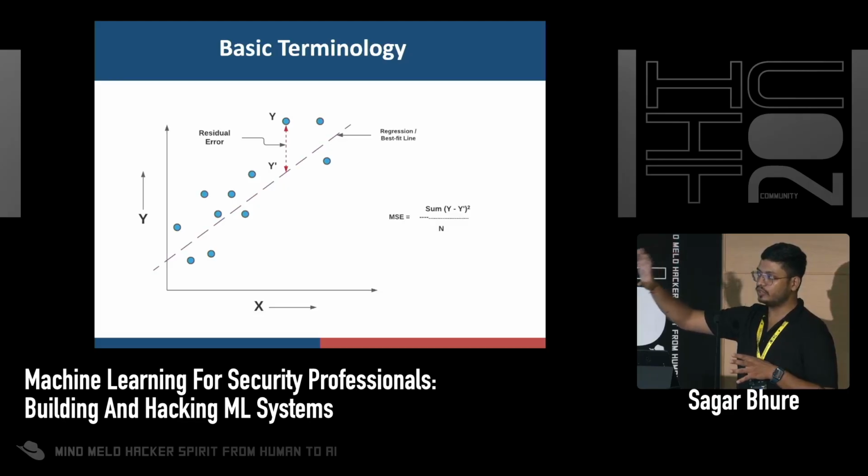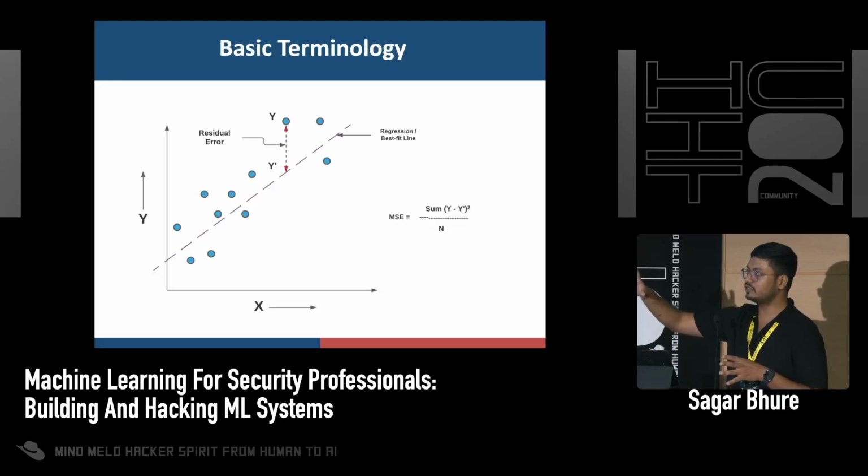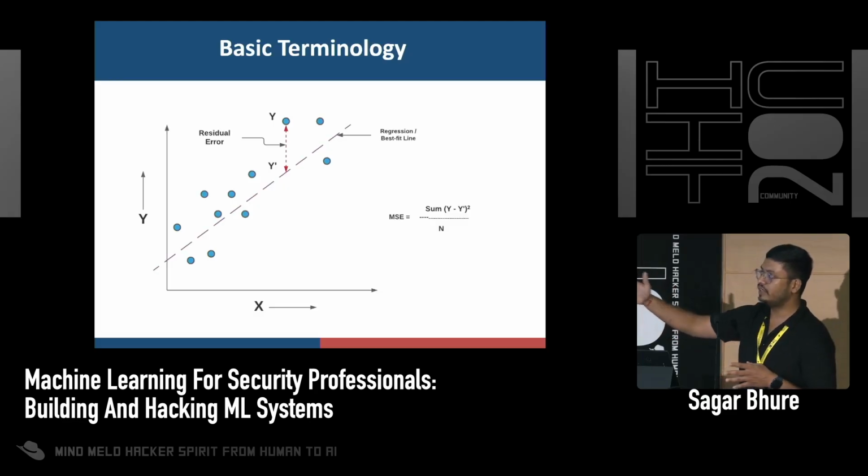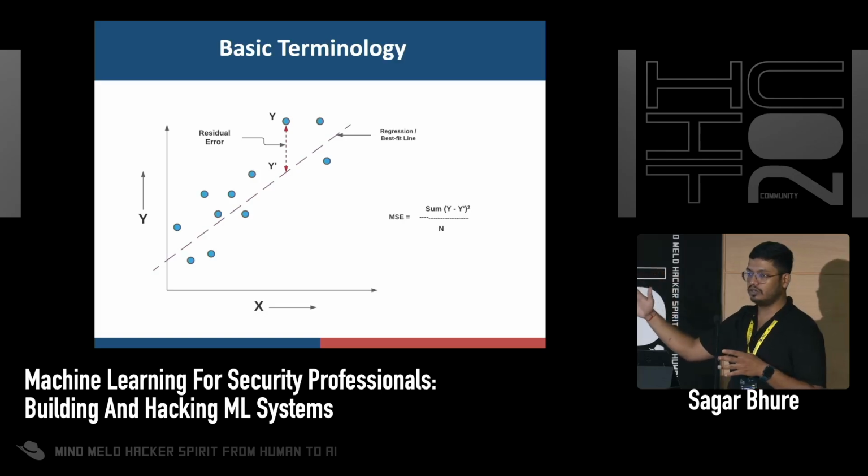A crucial factor to determine whether your machine learning is good or bad is mean squared error, which is basically the sum of the actual y, which are your blue dots, minus the y dash, the value on the prediction line drawn from the y-axis, squared, and the summation of all that divided by the number of points that you have on the graph.